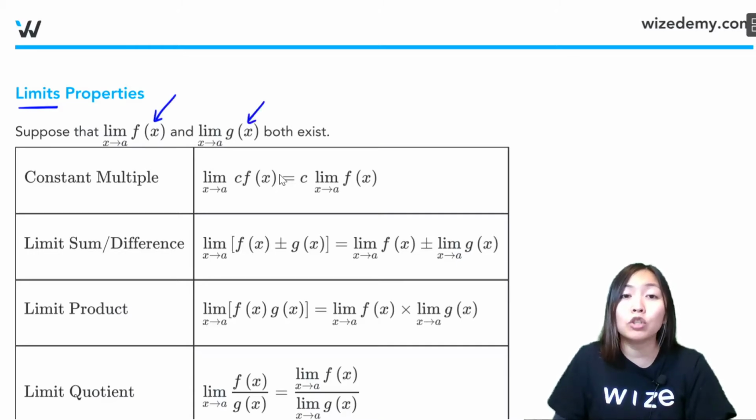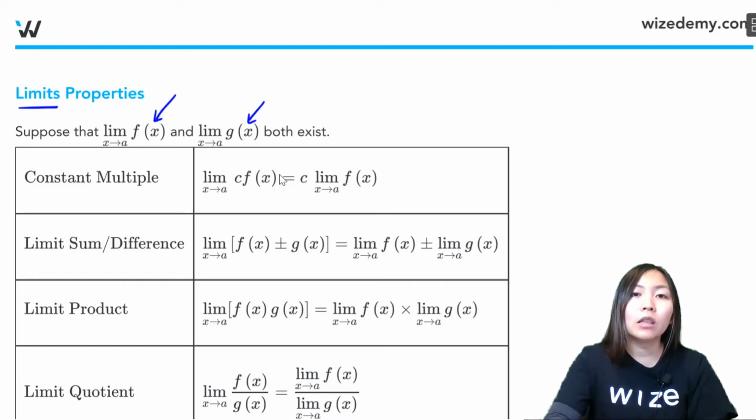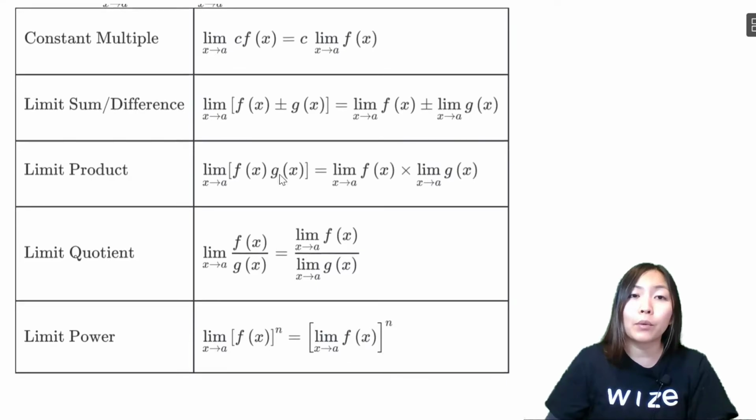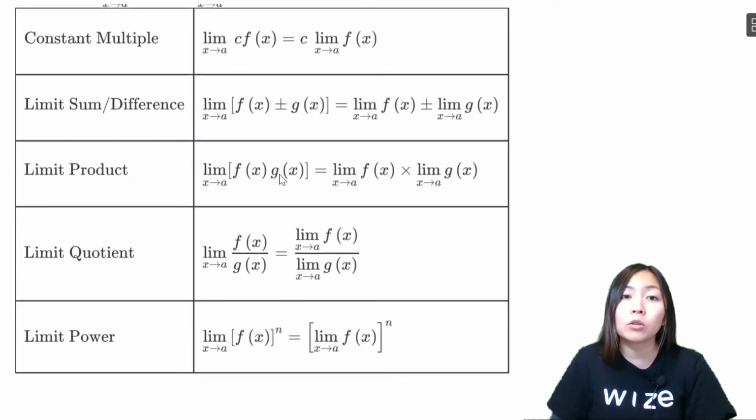and the limit as x approaches a of g(x) both exist. Okay, so these limits exist. Then these are the limit properties or limit rules that we have. First, we have a constant multiple rule. It says that if I want to find the limit of a constant times a function, I can actually pull that constant out to the front and just find the limit of my function and then multiply them together.